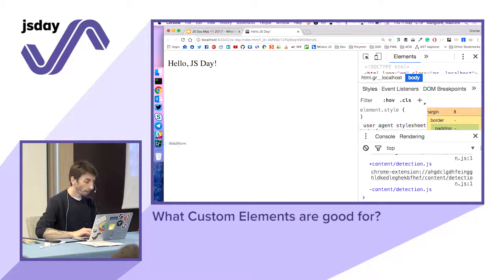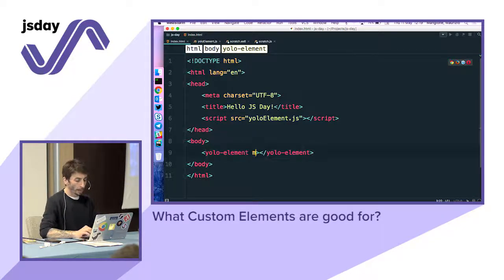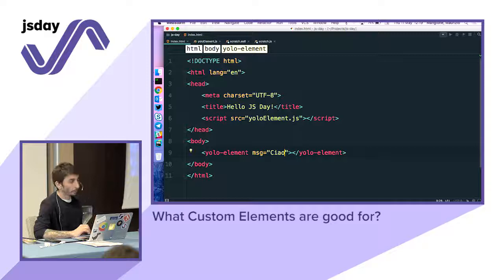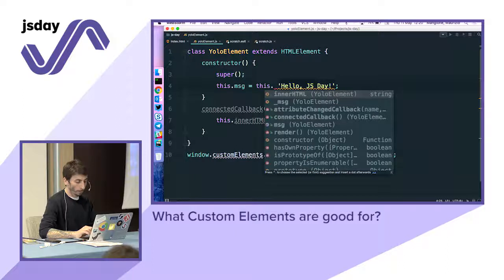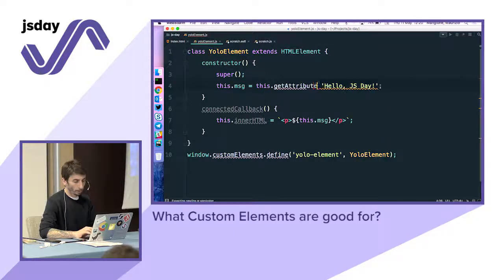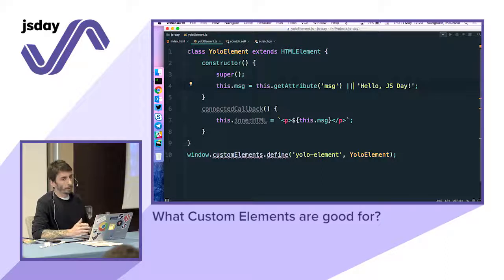Of course, HTML tags have attributes. So I can, for example, set an attribute with a value of ciao, and I can use the value of this attribute, and if the attribute is not set, you can use this backup, no? The default text.